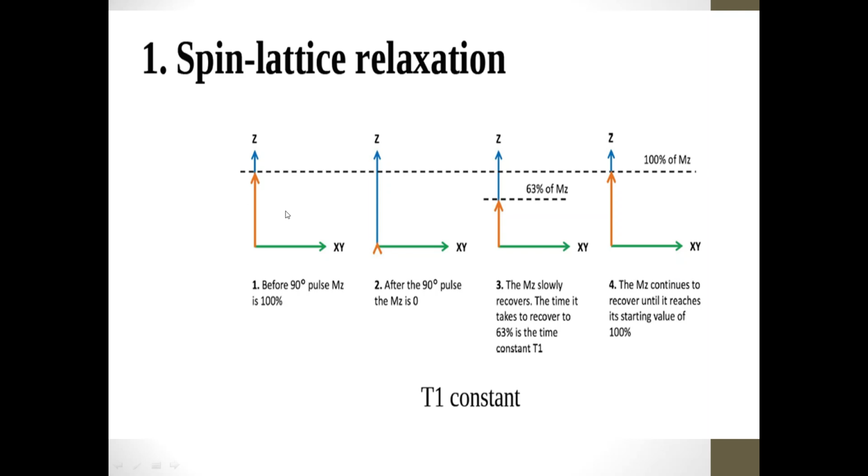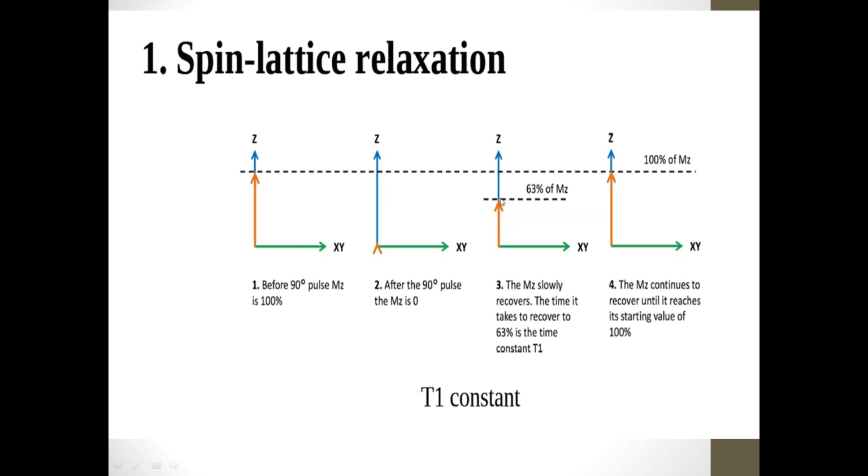Here we talk about spin-lattice relaxation. This is the magnetization in the Z direction, as you see here, before the 90-degree pulse, MZ. Here the longitudinal magnetization is 100%. So after the 90-degree pulse, what happened to MZ? MZ decreased to zero. So MZ slowly recovers when we switch off the source of the radio frequency pulse.